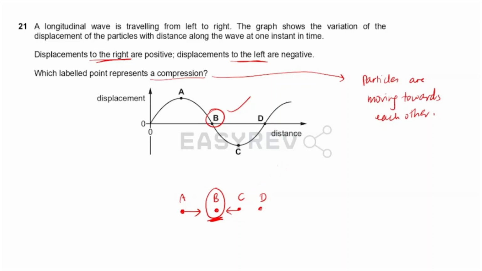Even though you might say the same for D, you can guess that if you look at the next point here, let's call that point X, it's moving away from D. So D is in fact labeling a rarefaction instead of a compression. So B is the only other option that's left, right?